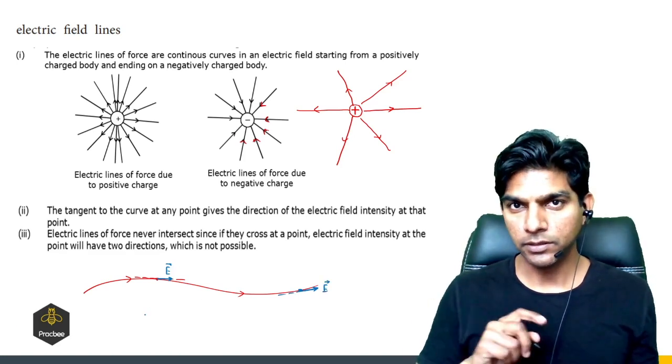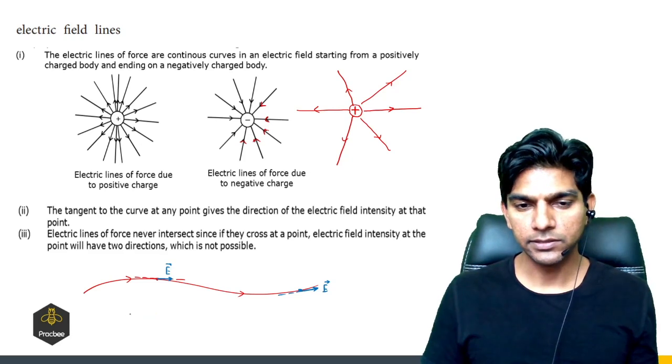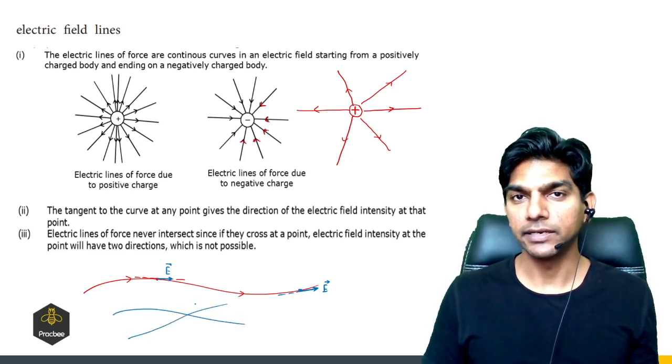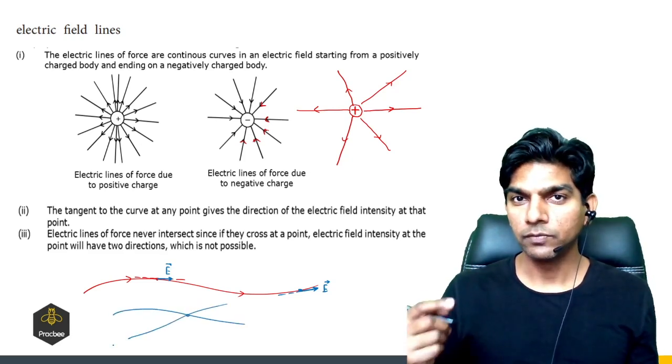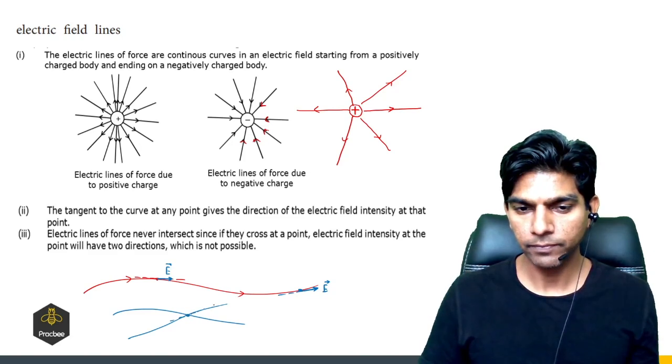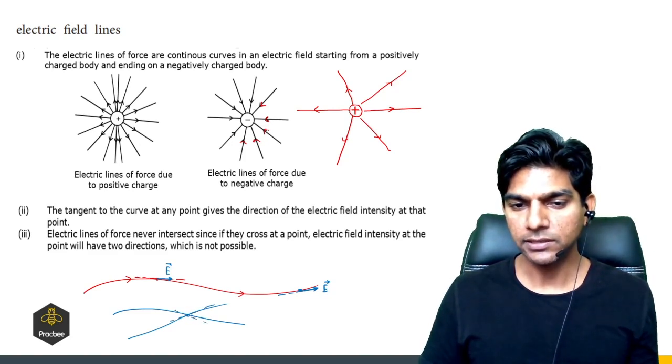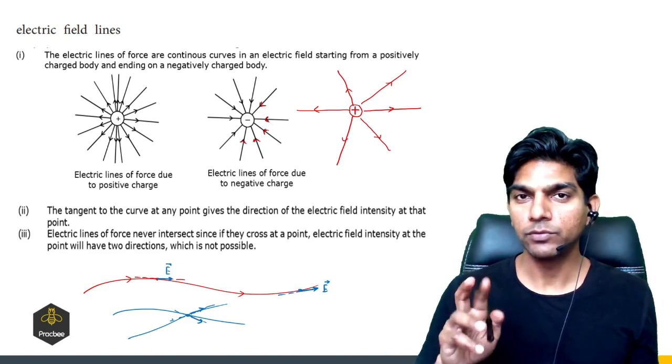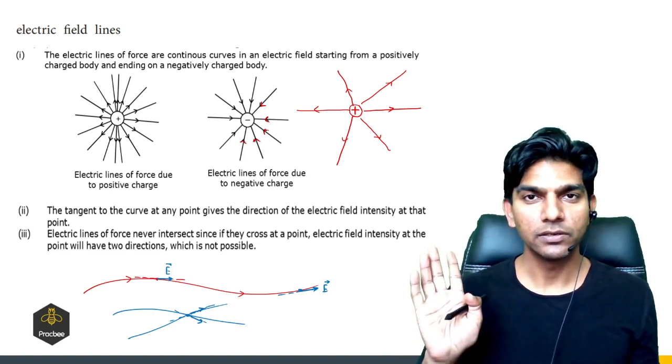And the third most important property of electric field line is no two electric field lines will intersect each other. Why they cannot intersect? Because if they intersect at this particular point, there will be two tangents, right? If there are two tangents, I can say there are two directions, and it is not possible for electric field to have two directions at a particular point.